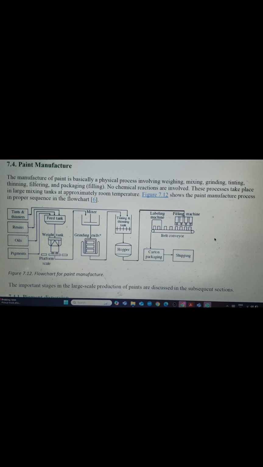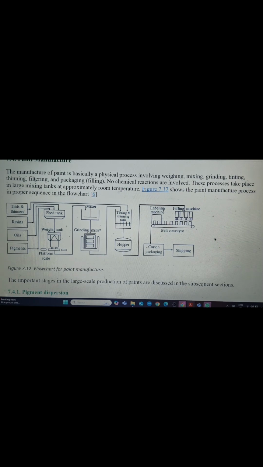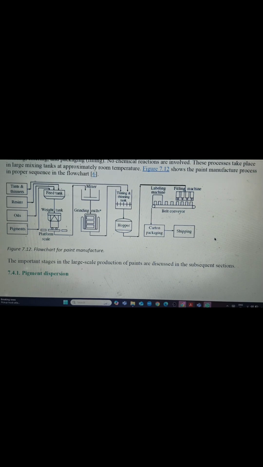From the hopper this goes to the filling machine, where the packets go on a belt conveyor where marking is done. Labeling is done by labeling machines, and carton packaging is also made ready for shipping. This is the simple flow sheet which comes in the examination. The important stages in the large scale production of paints are discussed in the following sections.